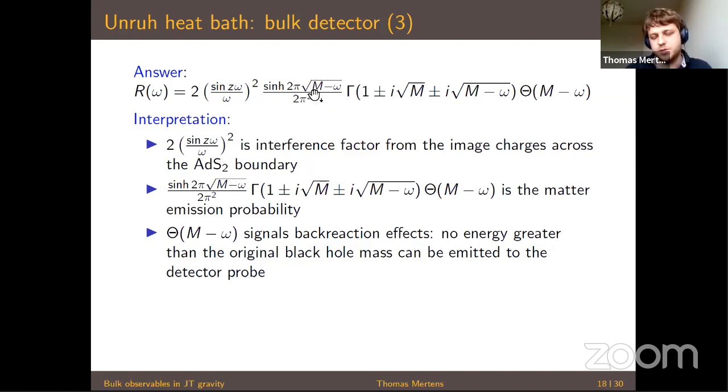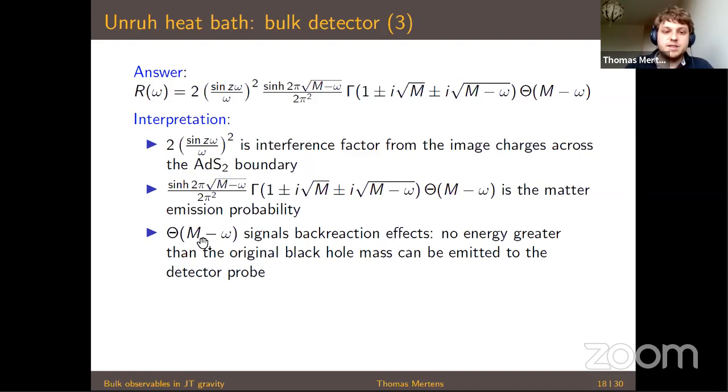Of course, it just comes from taking the Fourier transform of those Schwarzschild bilocal correlators. That's why there's a sinh. And then a product of 4 gamma functions, and then a Heaviside function. The combination of all of that is the matter emission probability. In particular, notice the presence of this Heaviside function, m minus omega, because this signals a back reaction effect. Omega was the energy that our detector absorbed, and m was the black hole mass. So that means that no energy greater than the original black hole mass can be emitted to the detector probe. So this is a back reaction effect.